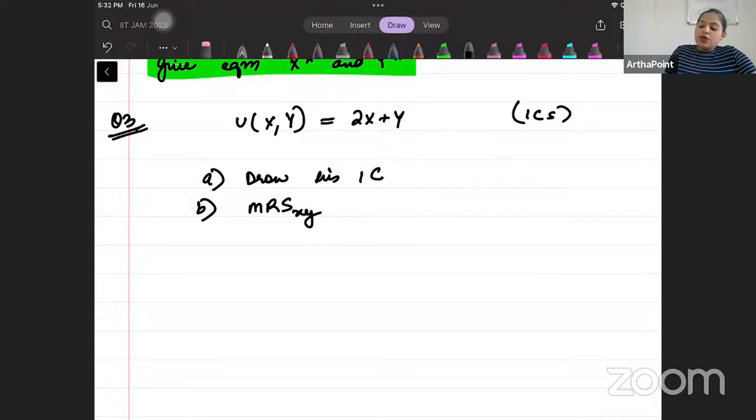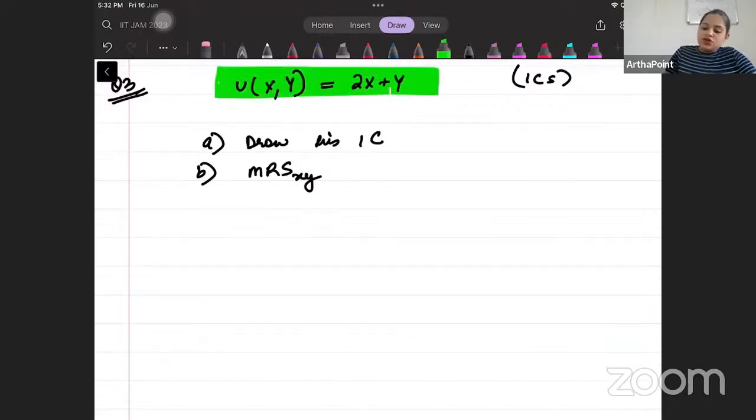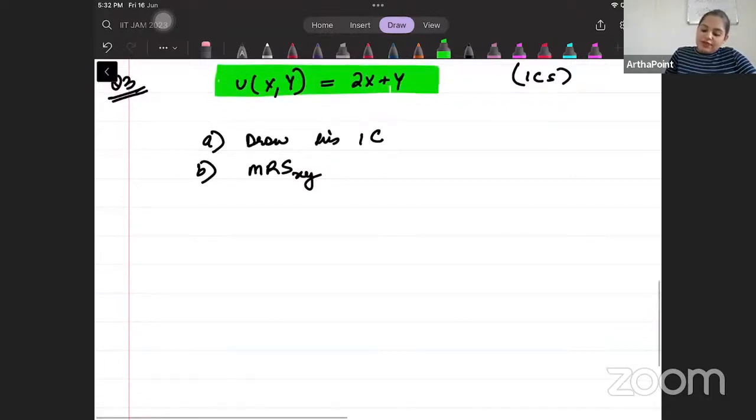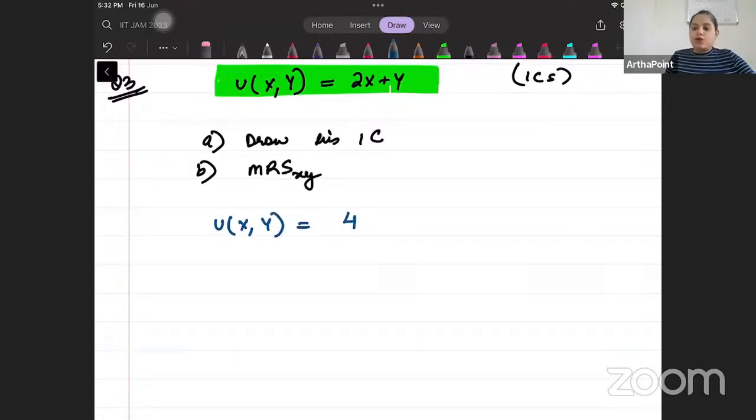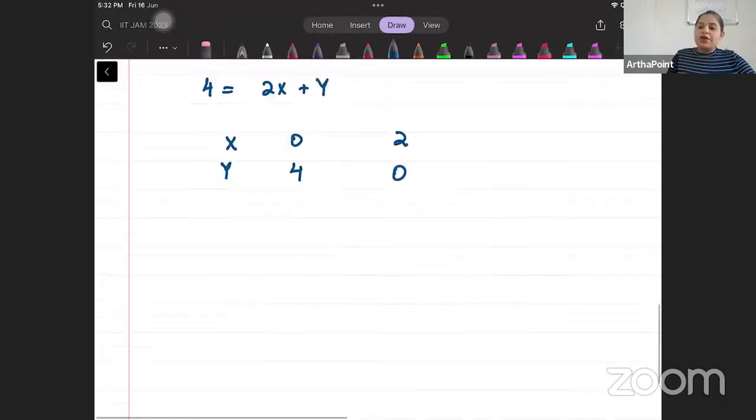So beta, what you can do, we know that these are substitute goods, right? Now, whenever you are given a utility function, you will keep the utility at some level. So let's keep the utility at 4. And I will say 4 is equal to 2x plus y. And I will plot this. Let x be 0. Y will be 4. Let y be 0. X will be 2.